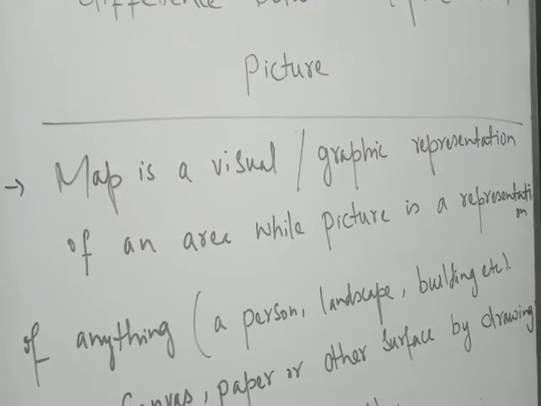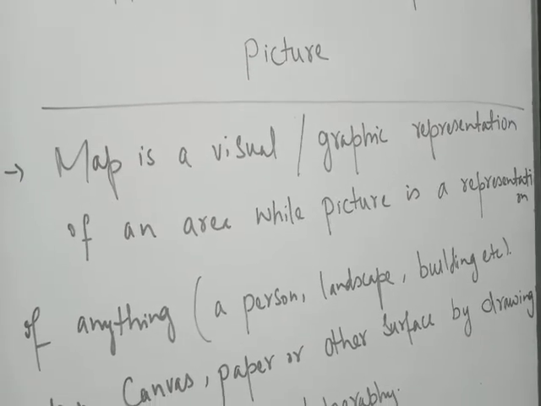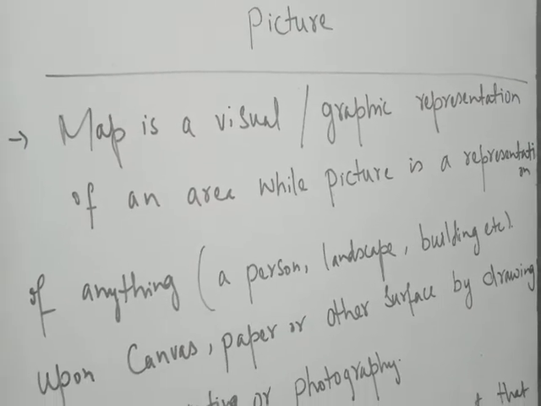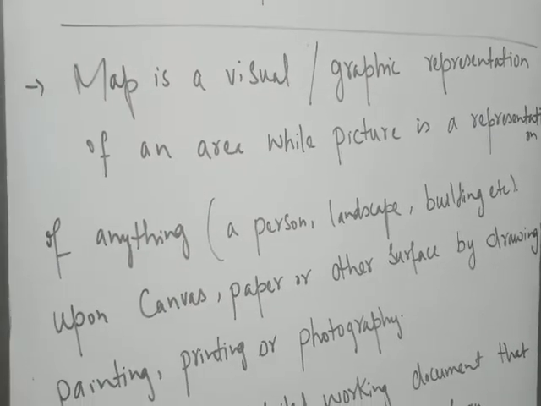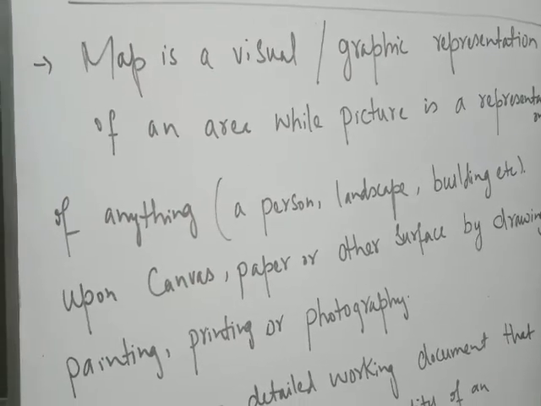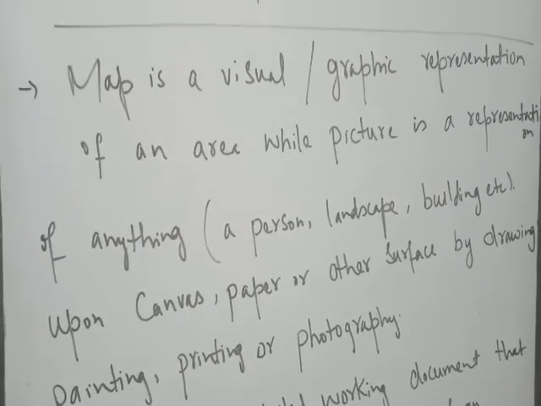Map is basically a graphical or a visual representation of an area, while picture is a representation of a person, landscape, building upon a canvas paper or any other surface by drawing, painting, printing or photography. What does it mean, girls?